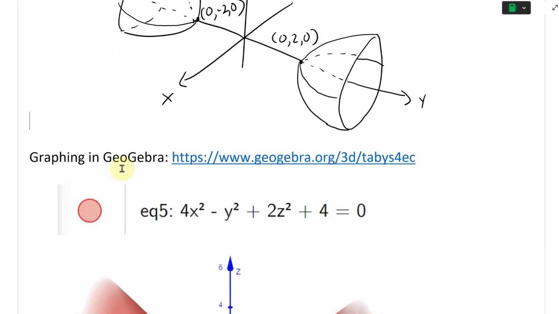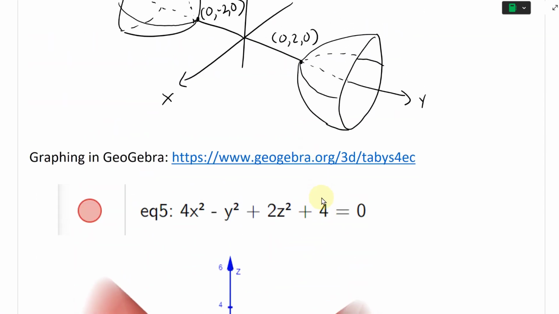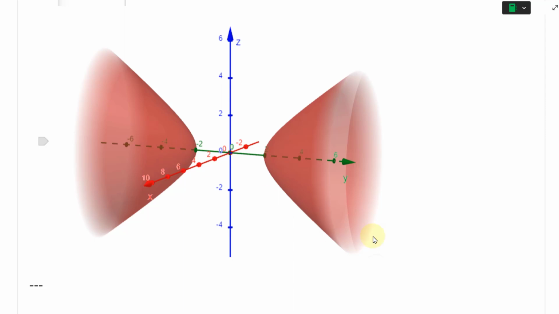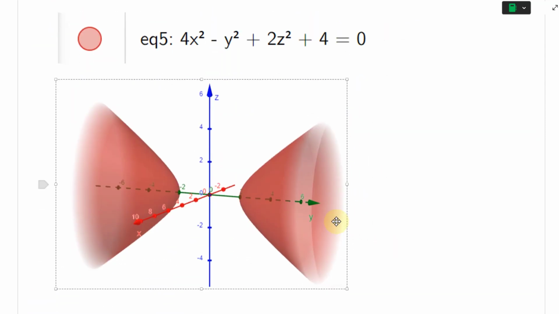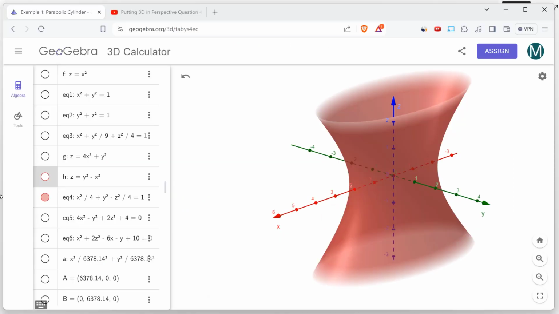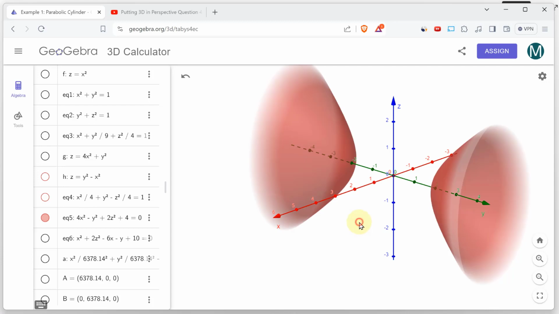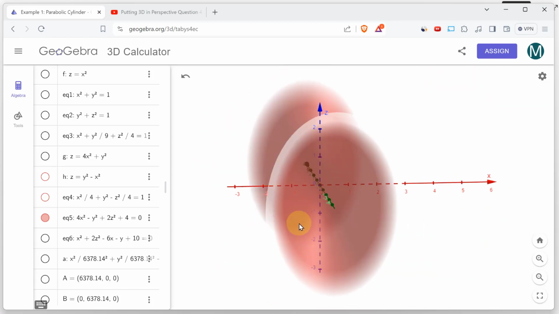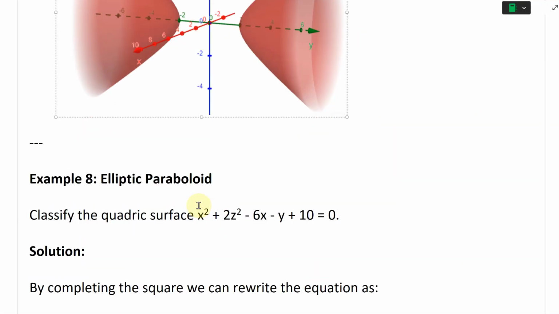And then graphing in GeoGebra, we're going to get something that looks like this. So that's exactly it. There's an equation 4x squared minus y squared plus 2z squared plus 4 equals 0, and it automatically converts it into this hyperboloid of 2 sheets. Let's go to this one right here. Hide this, show this, and there's our shape. So that's pretty epic stuff there. Yeah, just play around with that. All right, continuing further.